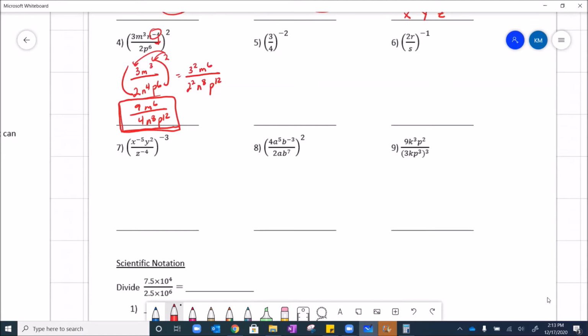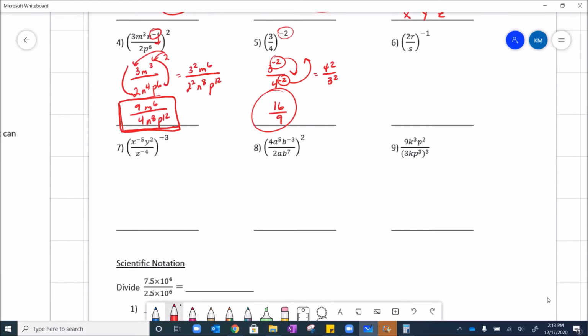All right, number 5. Here I have a negative exponent. As I distribute this negative exponent, I have 3 to the negative 2 over 4 to the negative 2. These are both negative, so they both need to move. So now I'll have 4 squared over 3 squared, which is 16 over 9.